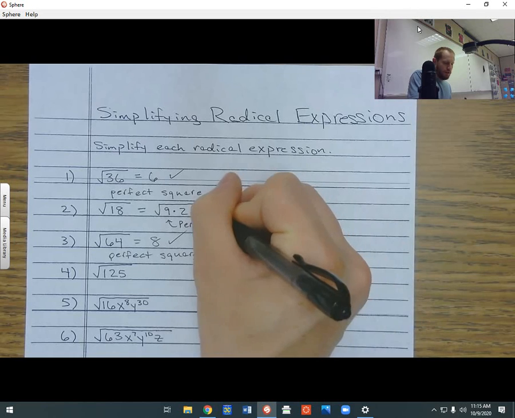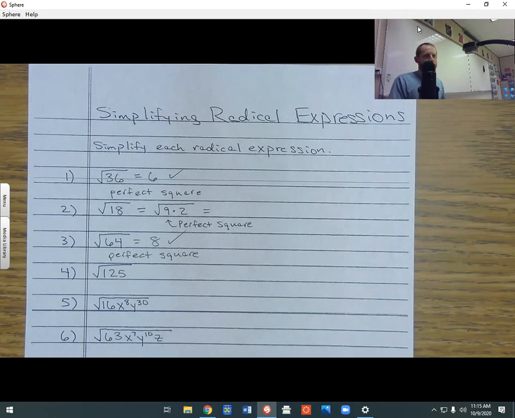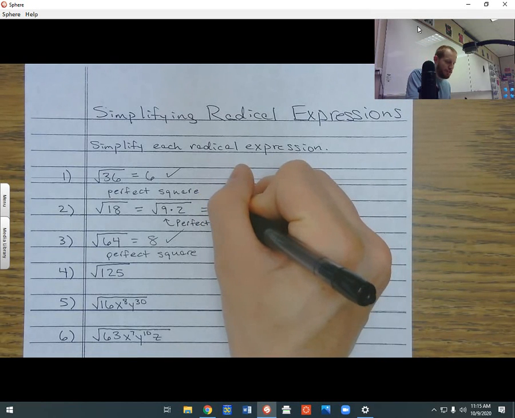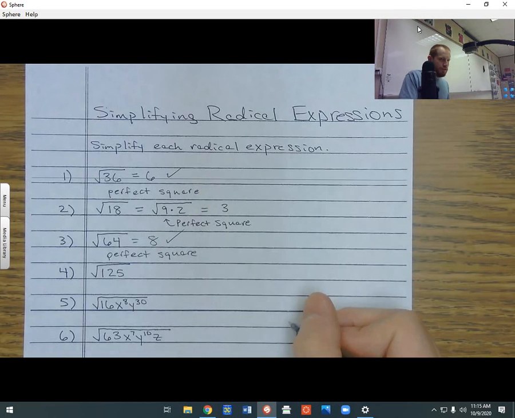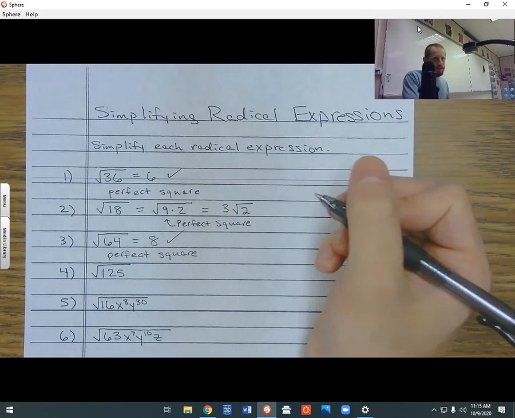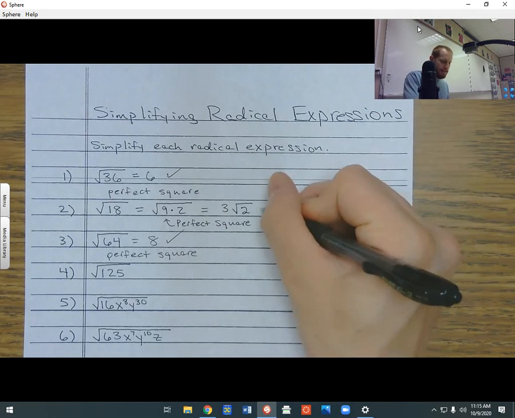So what's the square root of 9? Well, the square root of 9 is 3, right? So I can take out the 9 as a 3. 2 has to stay inside, since we don't know what the square root of 2 is. So that's it. Let's look at number 4.